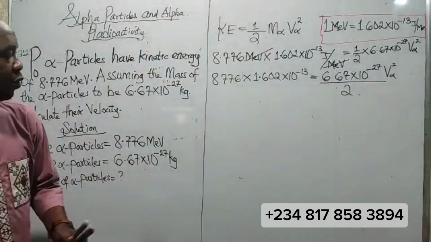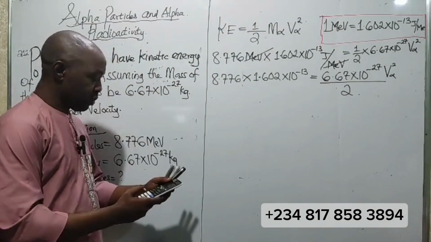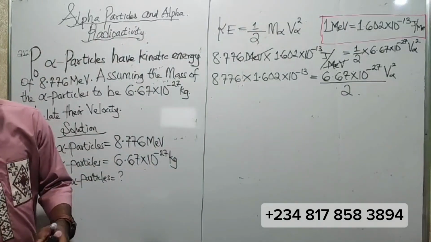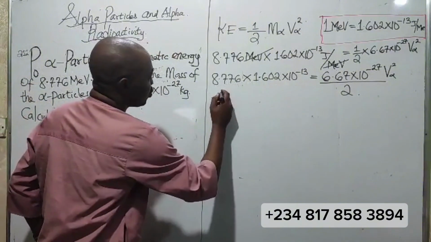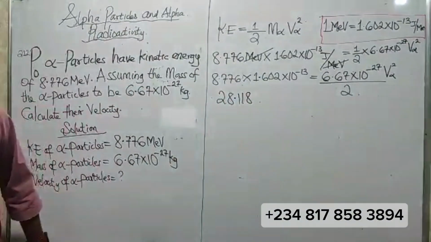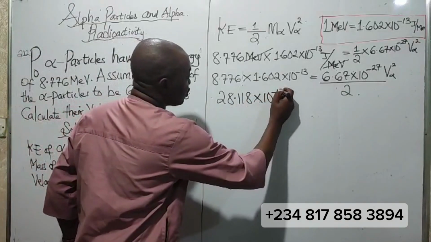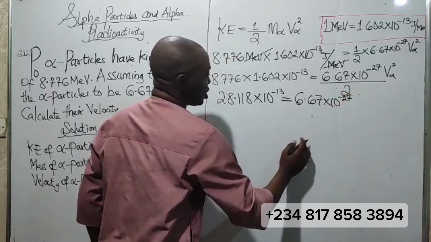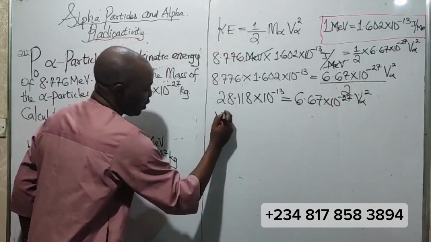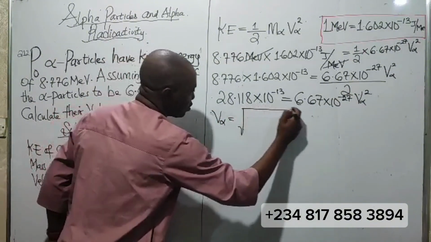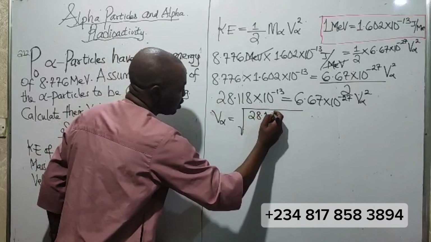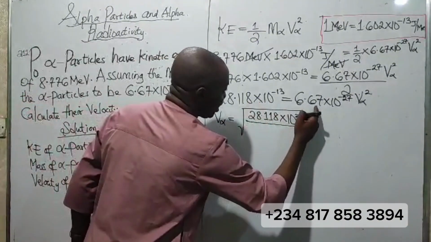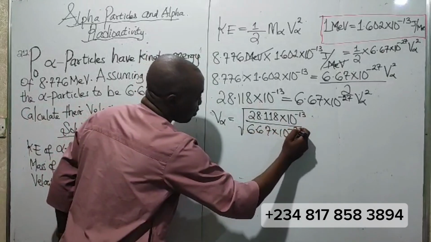Now let's get the value of 8.776 multiplied by 1.602. We can also multiply by 2, and that will be 28.118. So we have 28.118 times 10 raised to the power of minus 13 equals 6.67 times 10 raised to the power of minus 27 times V alpha squared. To get the value of V alpha, we know that V alpha is going to be the square root of 28.118 times 10 raised to the power of minus 13, divided by 6.67 times 10 raised to the power of negative 27.